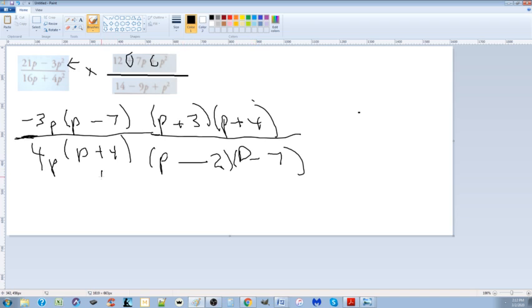Now, looking at our rules, still p cannot be equal to 4. P can still not be equal to 0. P can still not be equal to 2. They're just easier to see the rules this way. P cannot be equal to 7. Those are still the same exclusions. So it didn't change the exclusions at all.